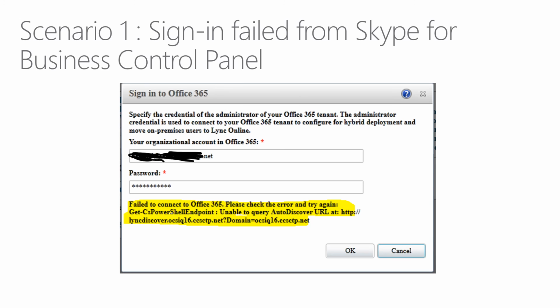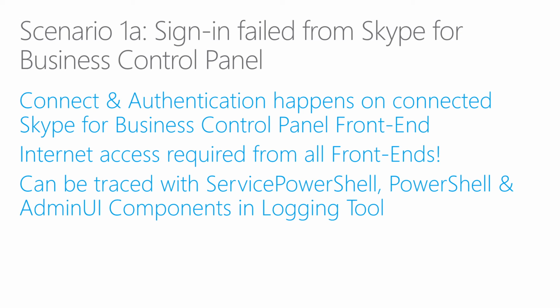So the first scenario we look at is that you fail to sign in on the Skype for Business control panel. So basically you try to sign into the control panel and you fail. The first scenario here, what can happen is that you need internet access from the front end, and you don't have internet access. So that can be a reason why you cannot sign in, and this can be traced with service PowerShell and the admin UI components in the logging tool.